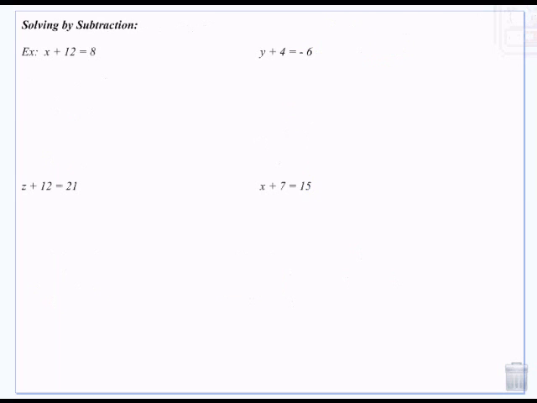All right. Next step, we're going to solve by subtracting. They added, so we subtract from both sides. For the same reason, those will cancel. X equals negative 4. If I subtract 4 from both sides, y equals negative 10.